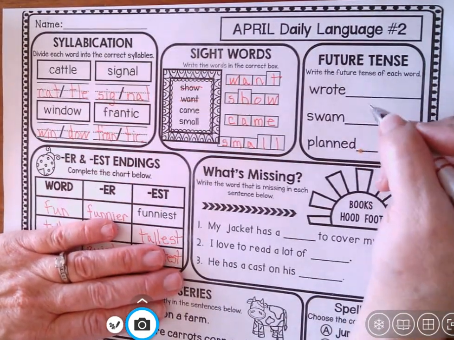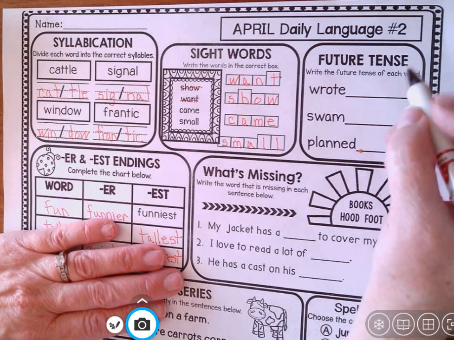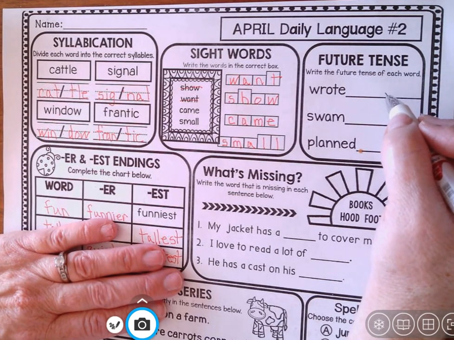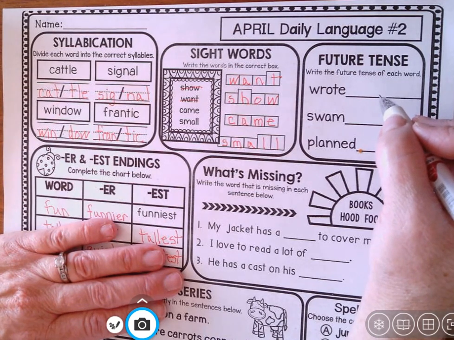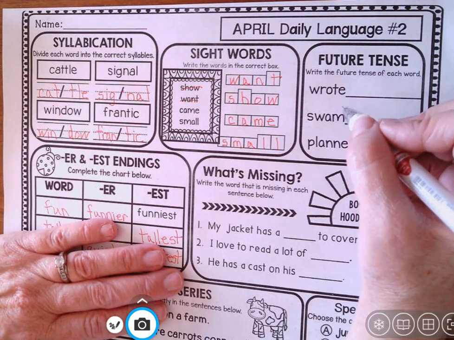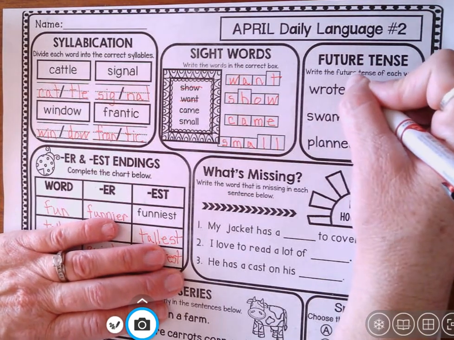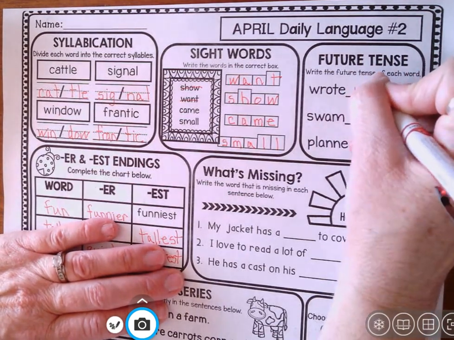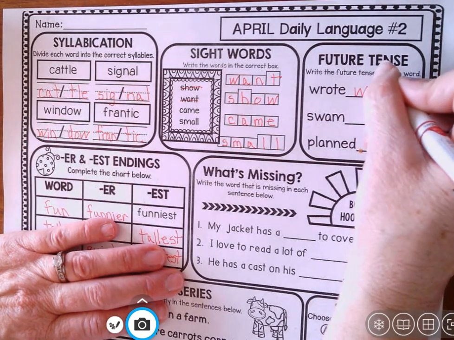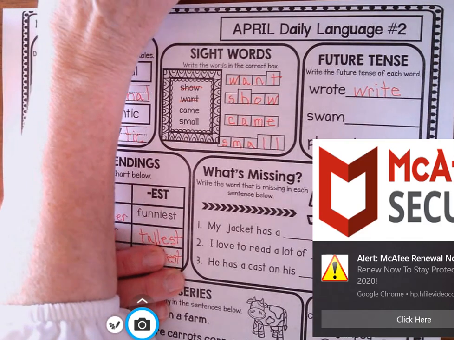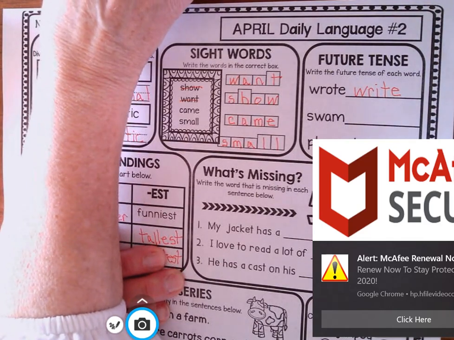Okay, over here, future tense. Write the future tense of each word. Future means it's going to happen. Wrote means it already did happen. For future, we're going to write. So an example for that, we will write. That means it's going to happen.